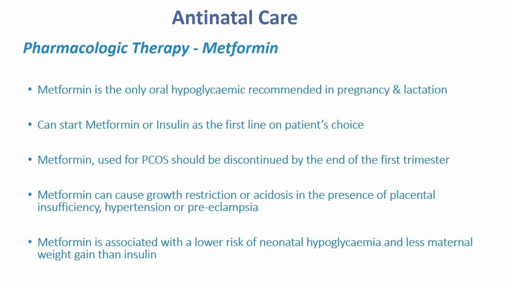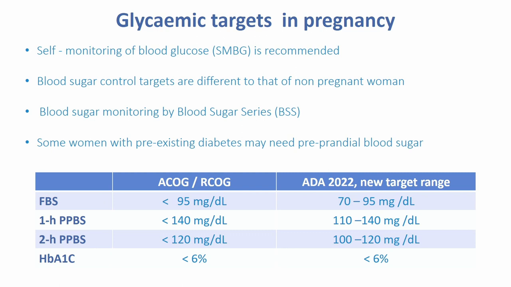So, the glycemic targets: when we manage these patients, we have different targets in hyperglycemia in pregnancy. Self-monitoring of blood glucose is recommended. In Castle Street Hospital, we actually give blood glucose monitoring machines to the patients so they can monitor their own blood glucose, especially if the patient is on insulin. Blood sugar control targets are obviously different compared to non-pregnant women. We monitor these patients using a blood sugar series. So the blood sugar series involves fasting blood sugar as well as postprandial values, after breakfast, after lunch and after dinner.